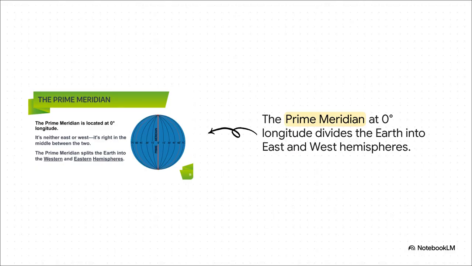So where is this prime meridian? Well, way back in 1884, a bunch of countries got together and agreed to run the official 0 degree line right through the Royal Observatory in Greenwich, England. And this line splits the world into two more halves, the Eastern Hemisphere and the Western Hemisphere.